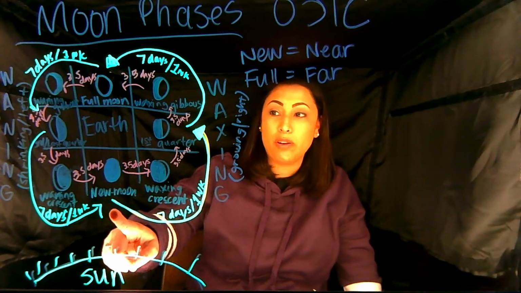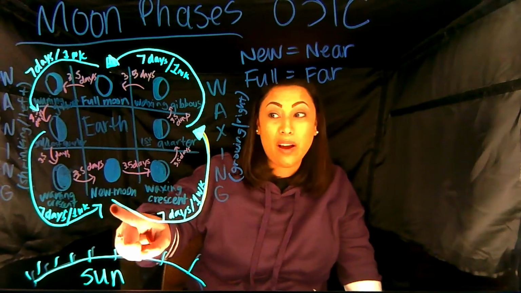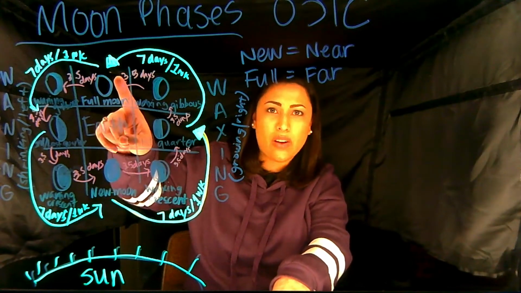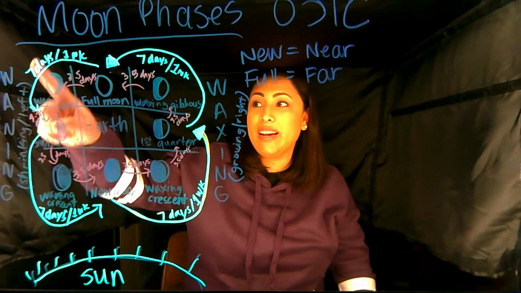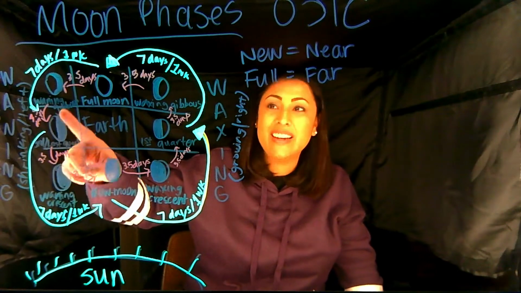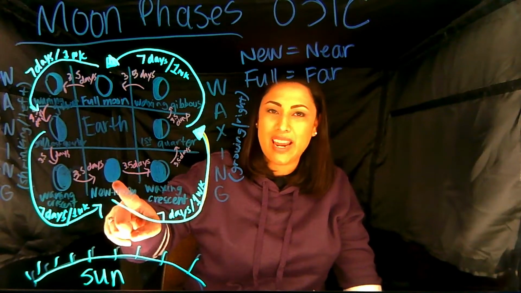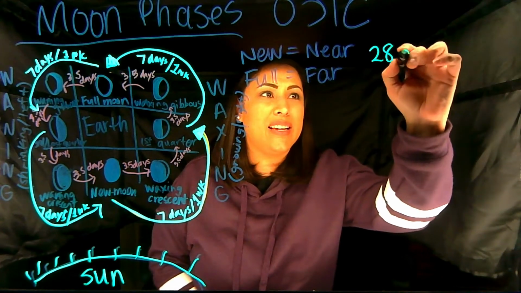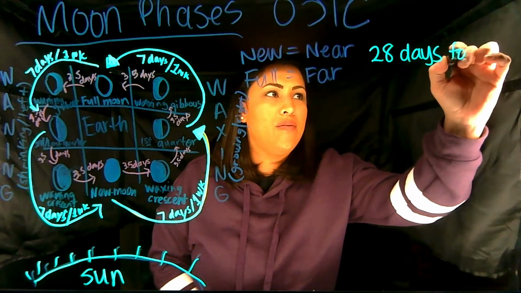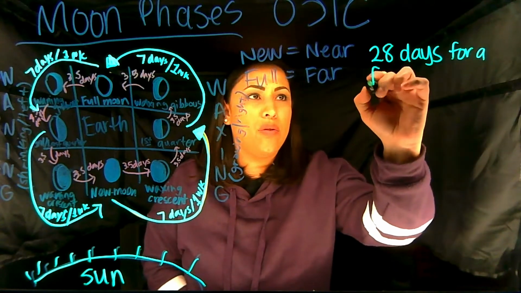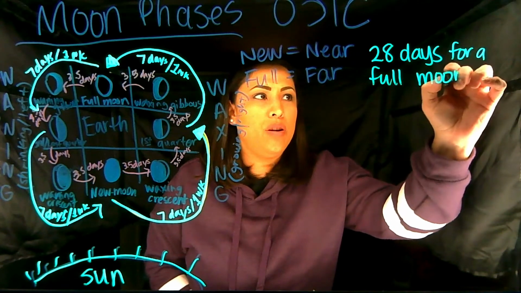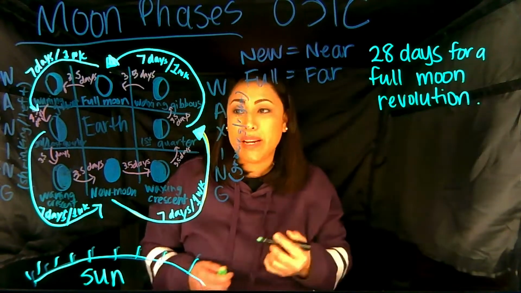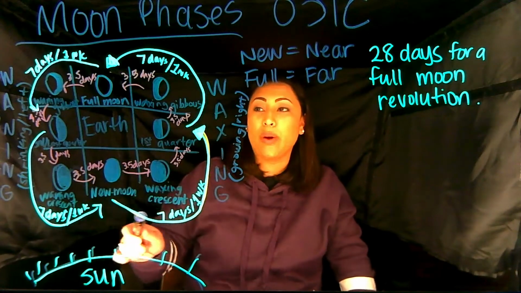So how long to get from a new moon all the way back to a new moon? Let's count. Here to here, we have 7 days. Here to here, another 7. So how much is that? 14. Here to here, another 7. 14 plus 7, 21. And then our last 7 days. So how many total? So it takes 28 days for a full moon revolution, which means the moon going through every phase around the earth.